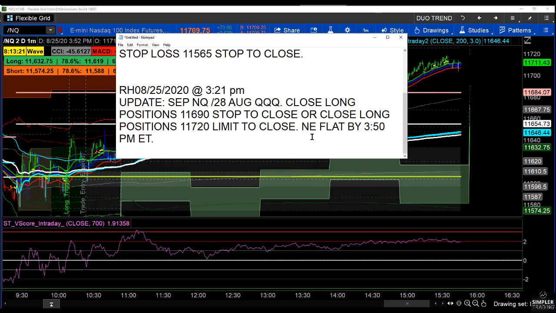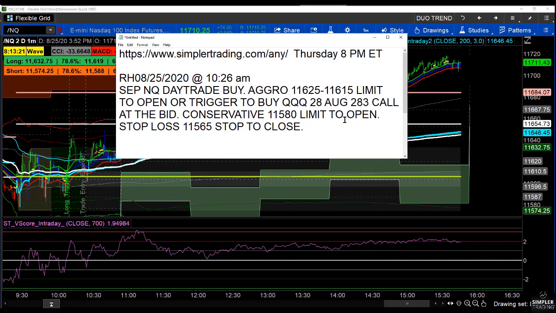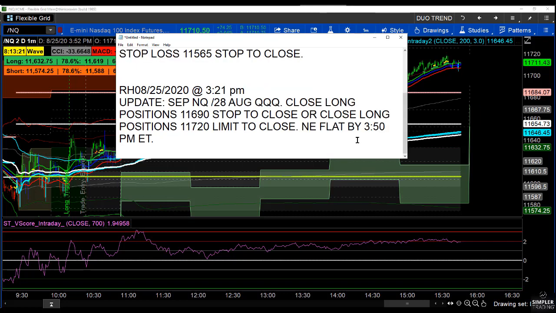Okay, so 3:21 p.m., that's Eastern. I said, look, if you're in the QQQ calls that we bought, which, by the way, you can tell here, what do we buy? The 283s. If you're in the NASDAQ futures from the earlier setup, whatever it is, either if we break 11.7, 690 is a stop, trailing stop to close, or 720, 715 to close. Be flat by 3:50 p.m. Eastern. That's your time-based exit.